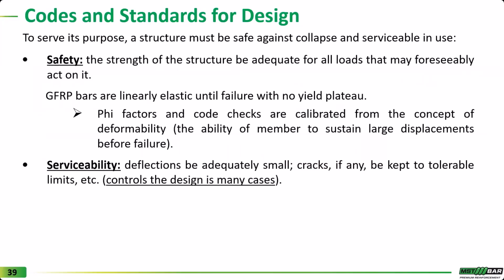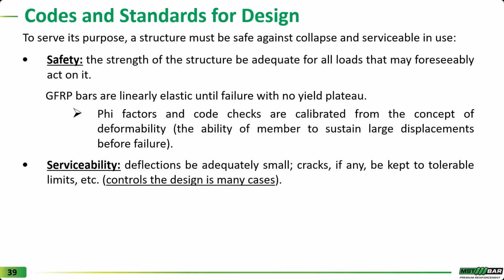When it comes to the procedure for design with GFRP bars, the procedure for design is actually very similar to conventional black steel rebar. Engineers first need to design for safety, to make sure that the strength of a structure is adequate to withstand any foreseeable loads that may act on the structure. Then one would check for the serviceability to make sure that the deflections and cracks are all within a tolerable limit.